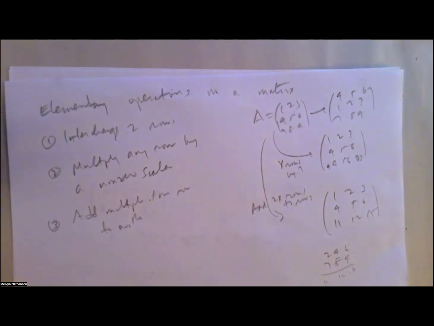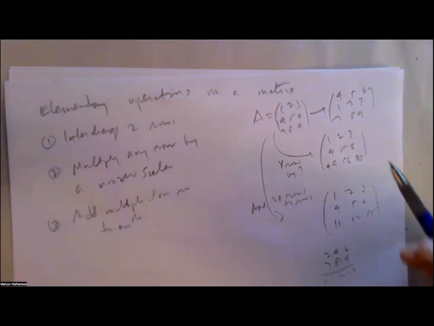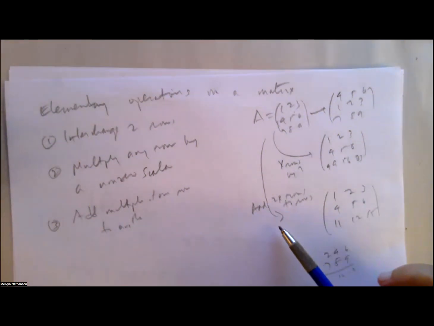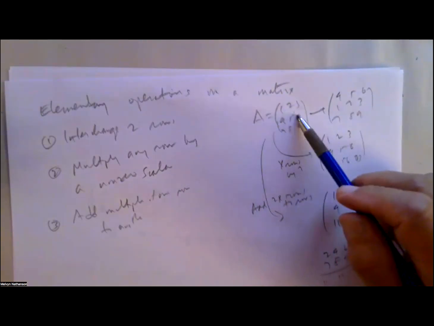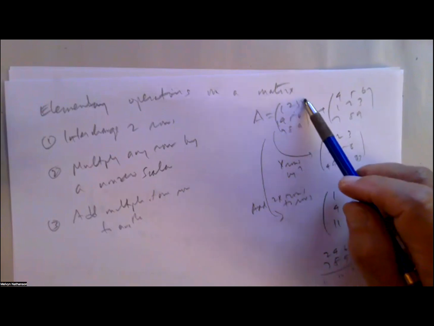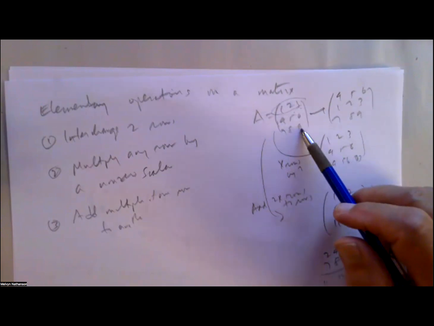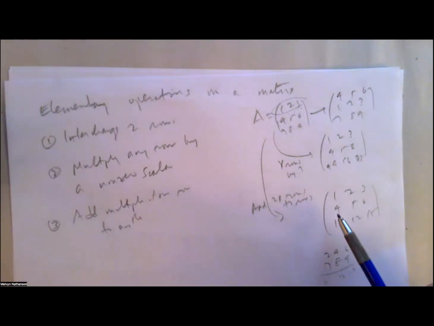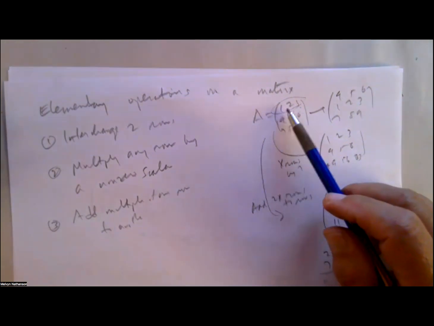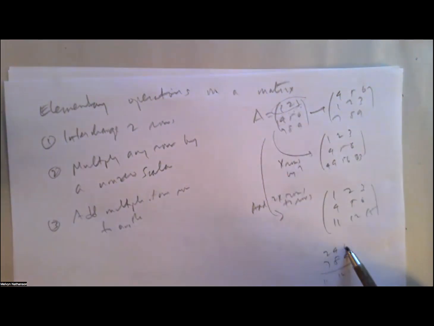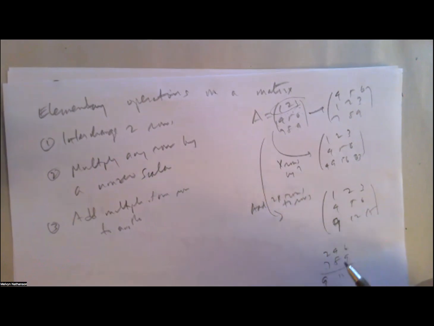Professor, sorry, could you just repeat the third rule there? Okay, so you can add a multiple of one row to another. So I can take, for example, in this matrix, 1, 2, 3, 4, 5, 6, 7, 8, 9. Let's say I want to take 2 times the first row and add it to the third. So the first two rows don't change, 1, 2, 3, 4, 5, 6. If I take 2 times the first row, 2, 4, 6, and add it to the third row, 7, 8, 9, I get 9, excuse me, I get 9, 12, 15.